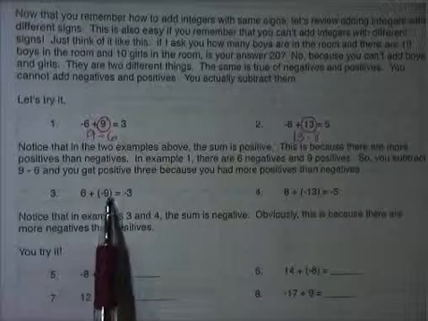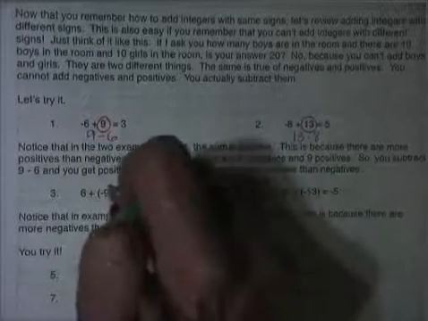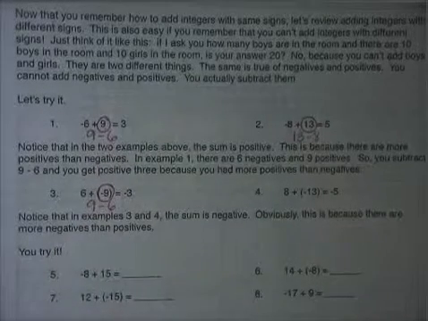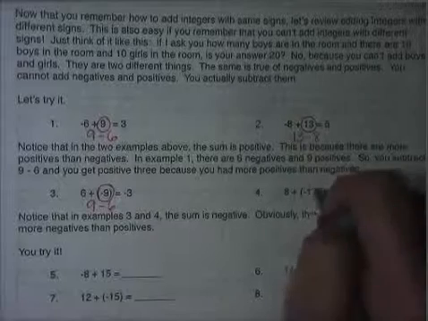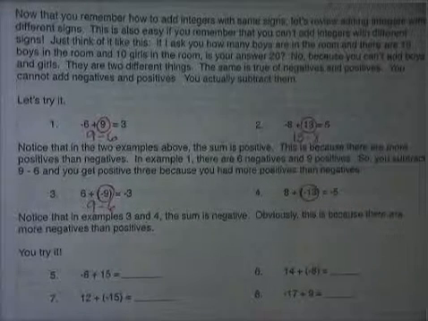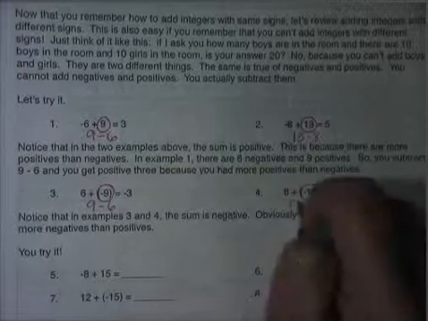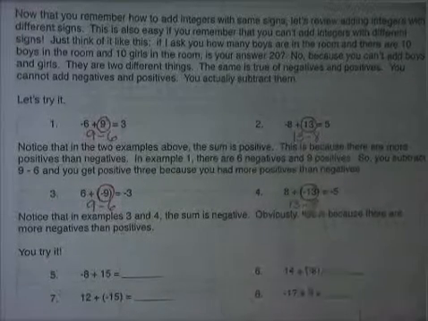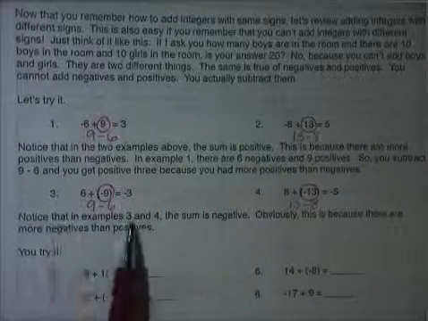Let's look at 3 and 4. 3 says 6 plus negative 9 equals negative 3. Notice this time that I have more negatives, so 9 minus 6 is 3, but because I have more negatives, it's negative 3. For number 4, I again have more negatives. I have 13 negatives and 8 positives. That means I have 5 more negatives than I do positives. 13 minus 8 is 5, but because I have more negatives, my answer is negative. So notice that in examples 3 and 4, the sum is negative. Obviously, this is because there are more negatives than positives.